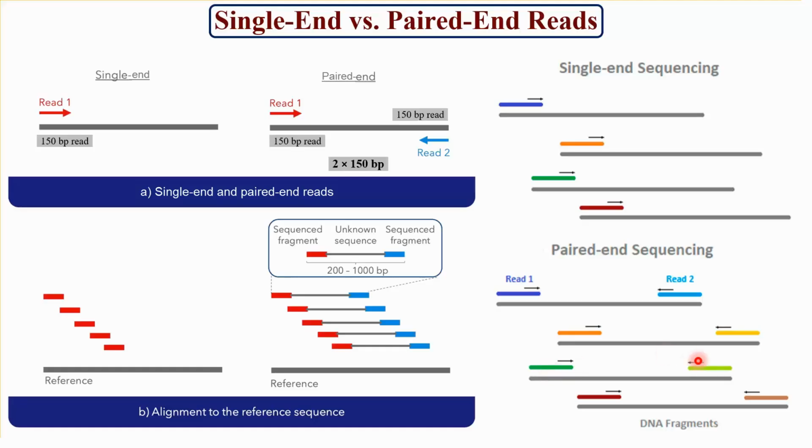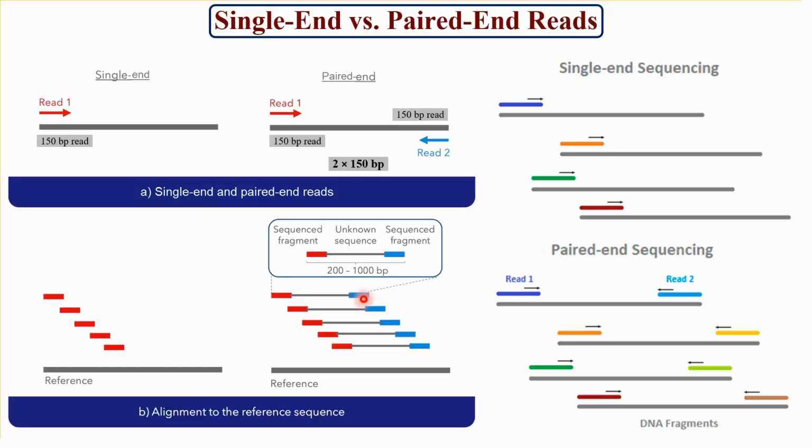If the genome has repetitive regions, it can be difficult to place reads accurately, but in paired end sequencing, we have two reads from the same fragment as we can see here with a known approximate distance between them. For example, notice this central region here. This represents the unknown sequence between the two reads. During alignment, even if one read maps ambiguously, the second read helps confirm the correct position.